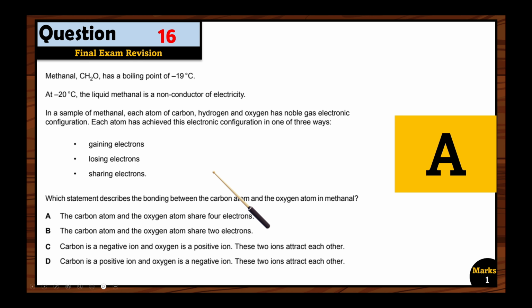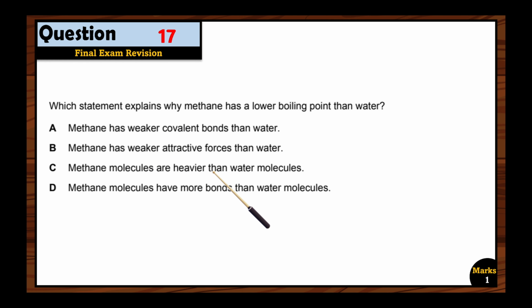And in covalent, we don't have any ions. We are just sharing the electrons. Question number 17. Which statement explains why methane has a lower boiling point than water? If you see methane, it is CH4, carbon, hydrogen. Both are non-metals. Water, H2O, both are non-metals. So both actually have the covalent bond.